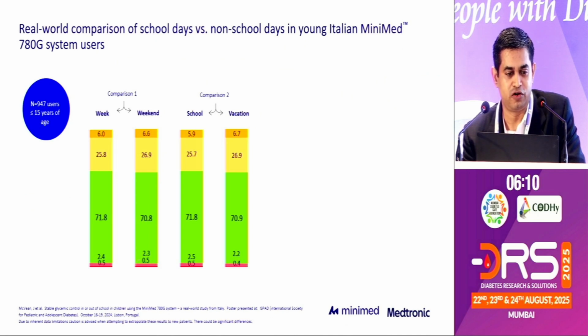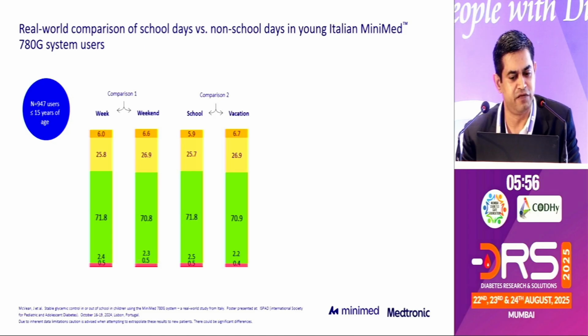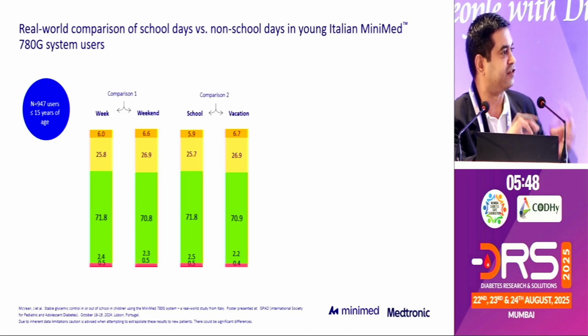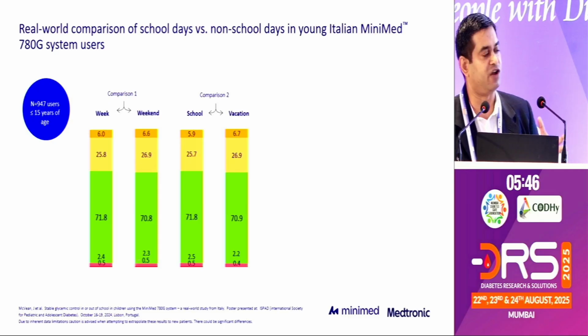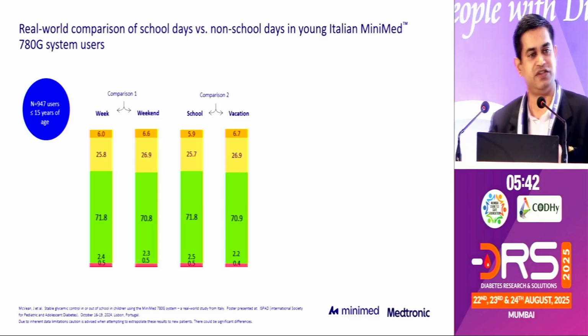This is to show in the real world how flexible it is. If it's a child, you have school days, you have holidays, you have weekdays and weekends. It adapts very well. You can see the time in range, time below range. It adapts very, very beautifully within these weekends, school vacation. And the best part is the algorithm updates the settings every midnight, depending on the feedback for the last 24 hours and for the last 1 week. It automatically changes.